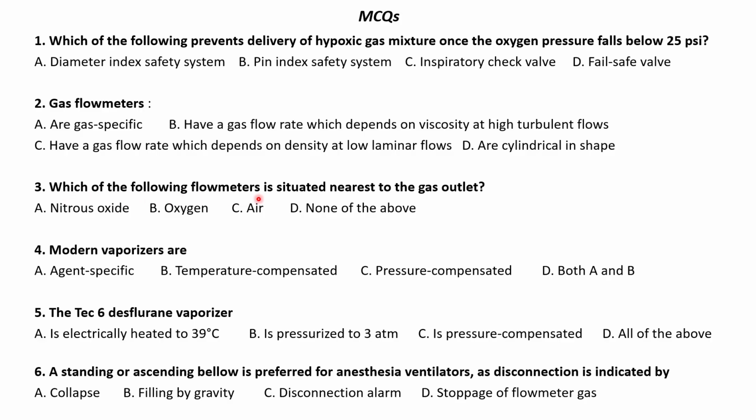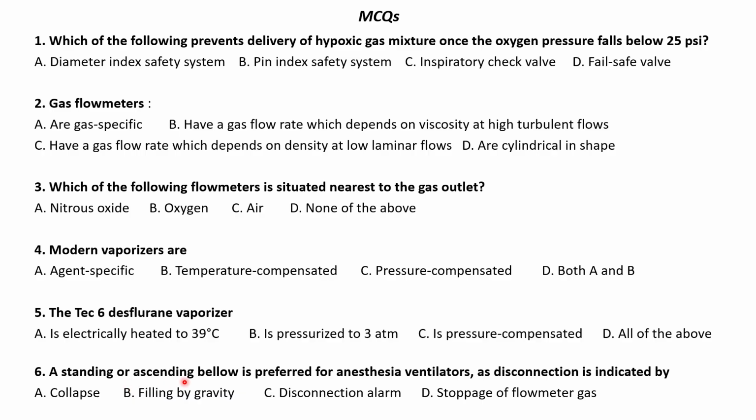Which of the following flow meters is situated nearest to the gas outlet? Nitrous, oxygen, air, none of the above. Modern vaporizers are agent specific, temperature compensated, pressure compensated, A and B. Desflurane vaporizer is electrically heated to 39 degrees centigrade, pressurized to 3 atmospheres, is pressure compensated, all of the above.